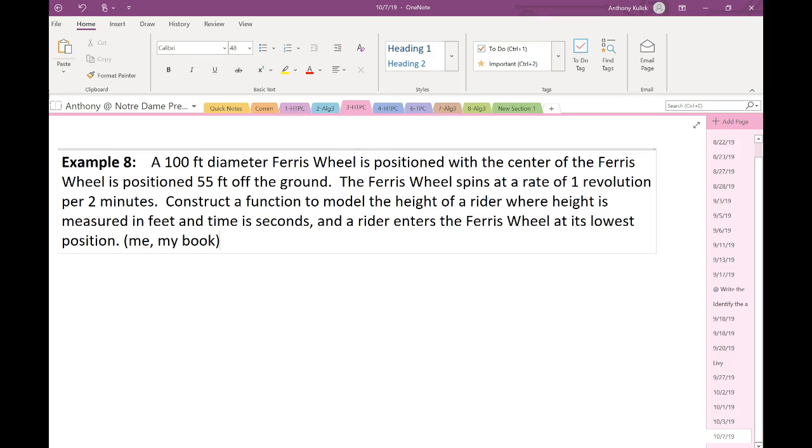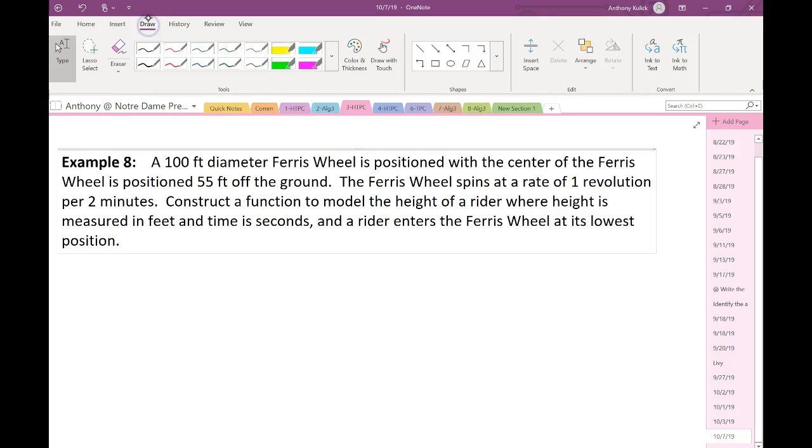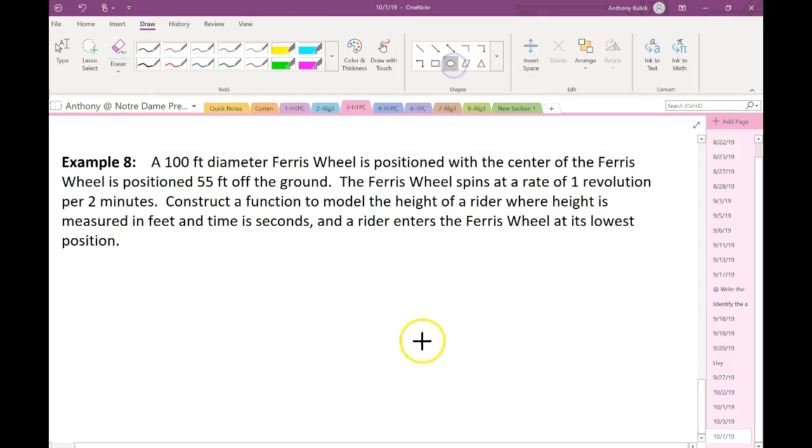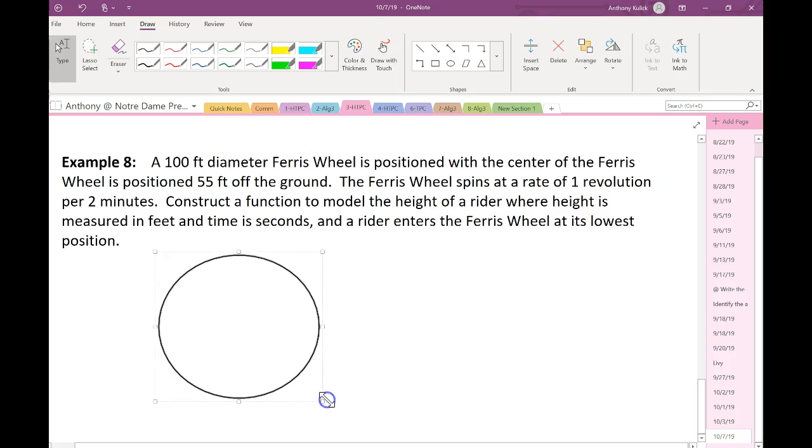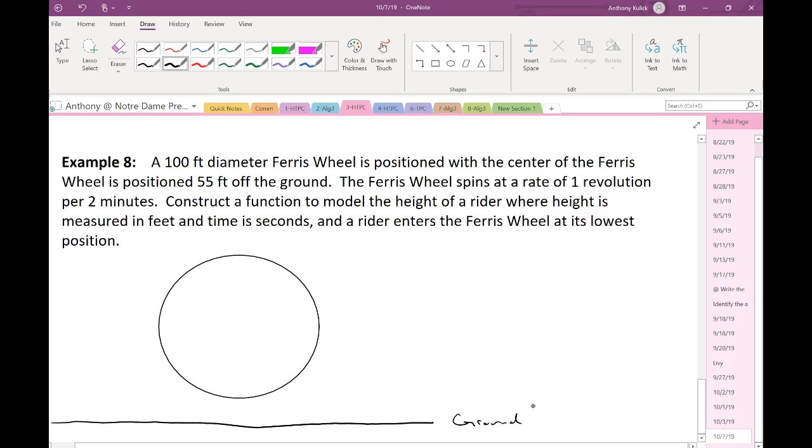All right. So let's start by drawing ourselves a picture of the situation here, because that usually helps us understand what's going on. So let's say here's our Ferris wheel. Sound good to you guys? Reasonable proximity of a Ferris wheel. Here's the ground. So we're told that the center of the Ferris wheel is here.